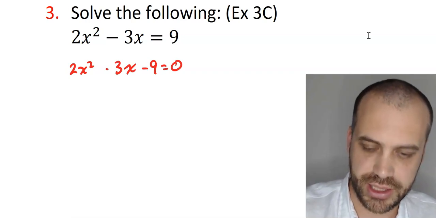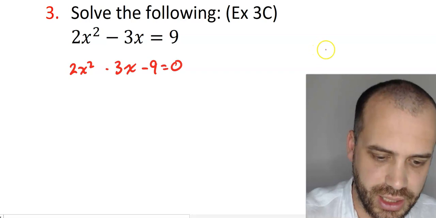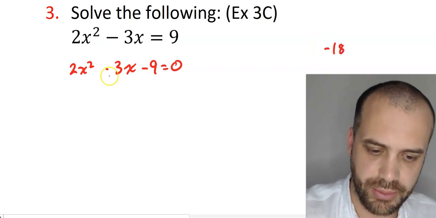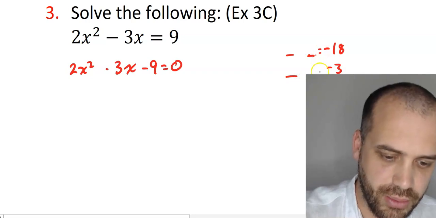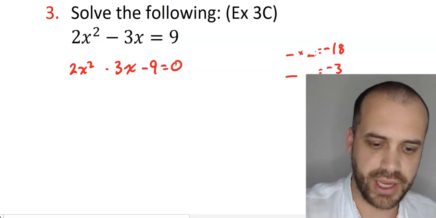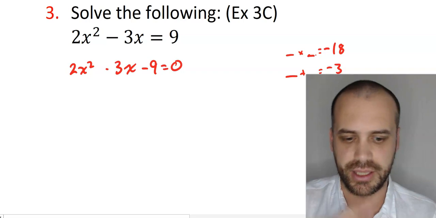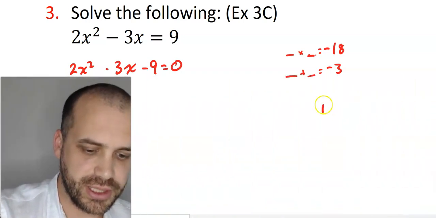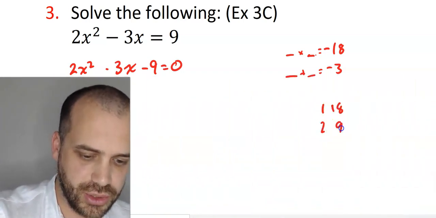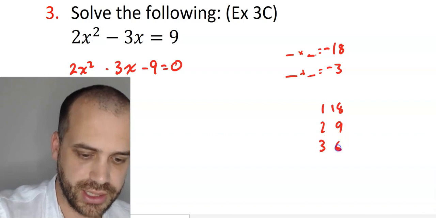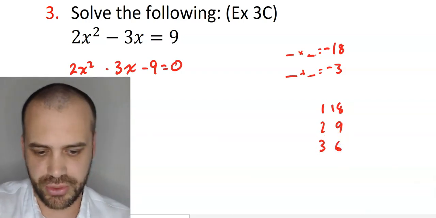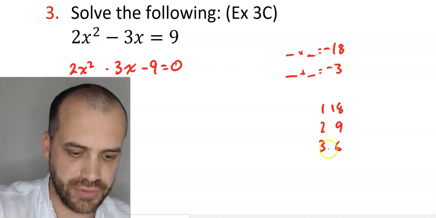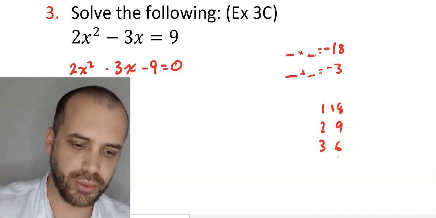Take the a and the c value, multiply them together. I get negative 18. Take the b value, negative 3. And I need two numbers that when multiplied together make negative 18 and when added together make negative 3. Be a bit systematic about it. 1 and 18, 2 and 9, 3 and 6. Alright, 3 and 6 looks like a good bet because there's a difference of 3 between the two of them, so it'll probably work.